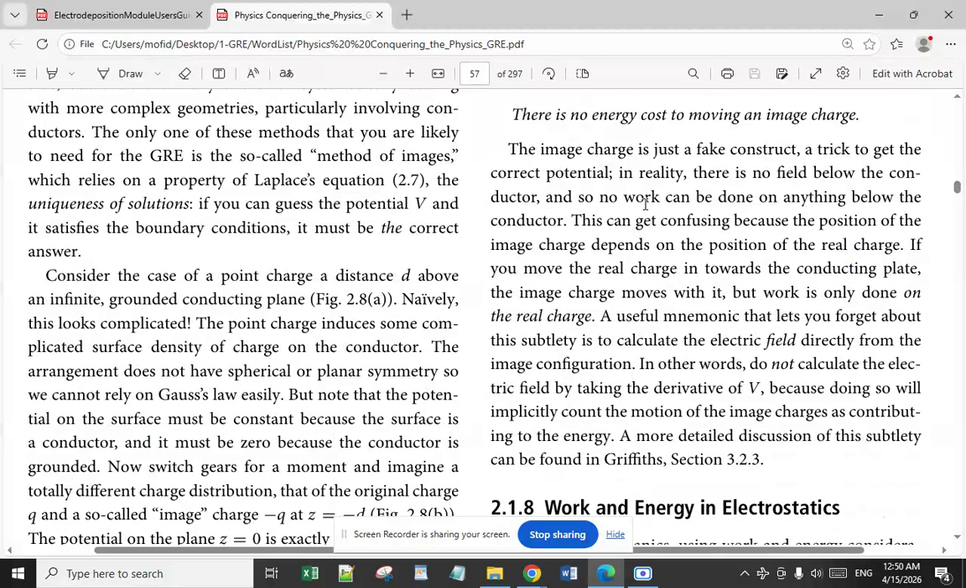A useful mnemonic that lets you forget about this subtlety is to calculate the electric field directly from the image configuration. In other words, don't calculate the electric field by taking the derivative of V, because doing so will implicitly count the motion of the image charge as a contribution to the energy. A more detailed discussion of this topic can be found in Griffiths, section 3.2.3.